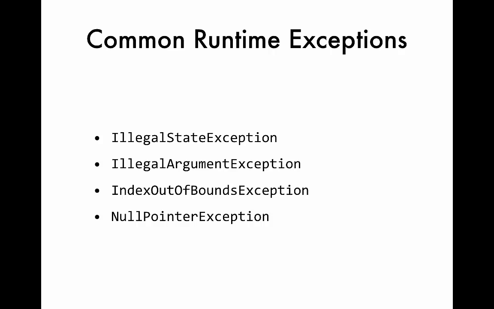Here are some of the most common exceptions you'll see. An illegal state exception is thrown when the calling object, sometimes called the implicit parameter, is in a state that is not appropriate for the method call. For example, if you had a method call removeFirst for a list and you called it on an empty list, then it would make sense if you received an illegal state exception.